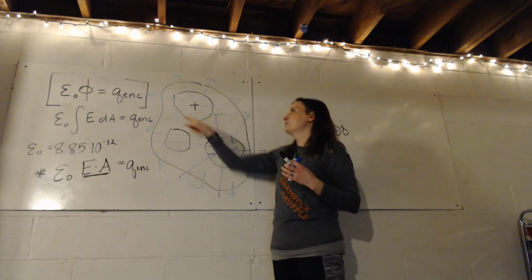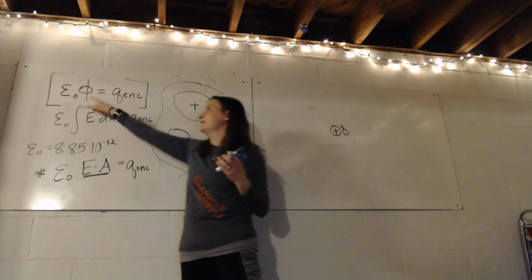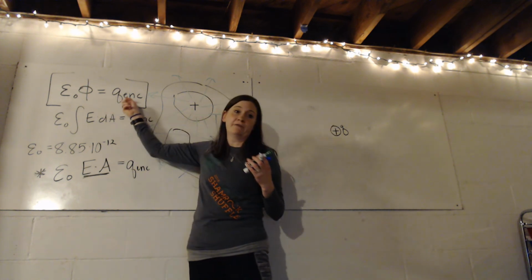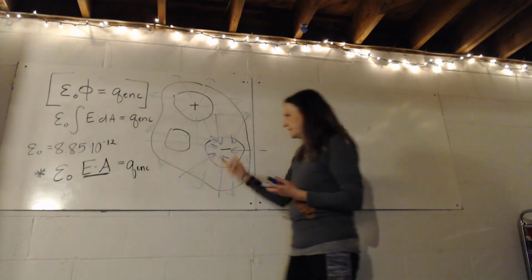So overall, for this surface, I have an overall positive flux. And what does that say? If I have an overall positive flux, that means I must have a charge enclosed, and it is going to be positive. The same thing is over here.